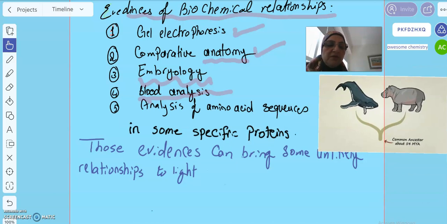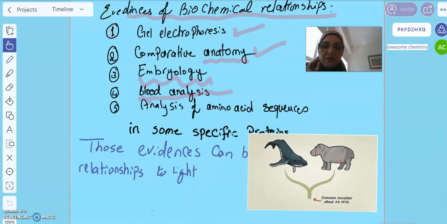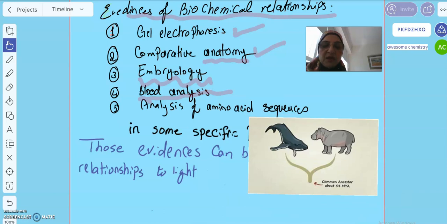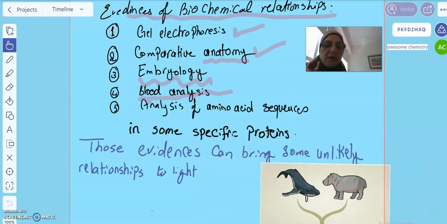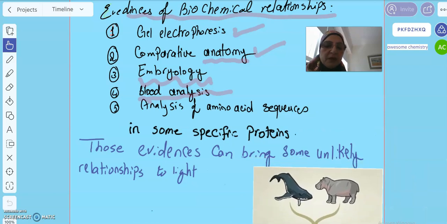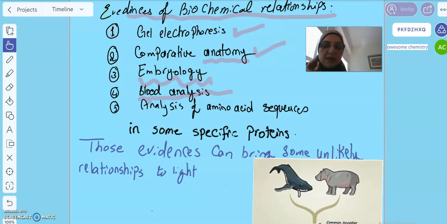So they evolved from one common ancestor a long time ago, both whale and hippo, although they are morphologically very different. And this is what's unlikely to happen when we use biochemical analysis in identification of living organisms.